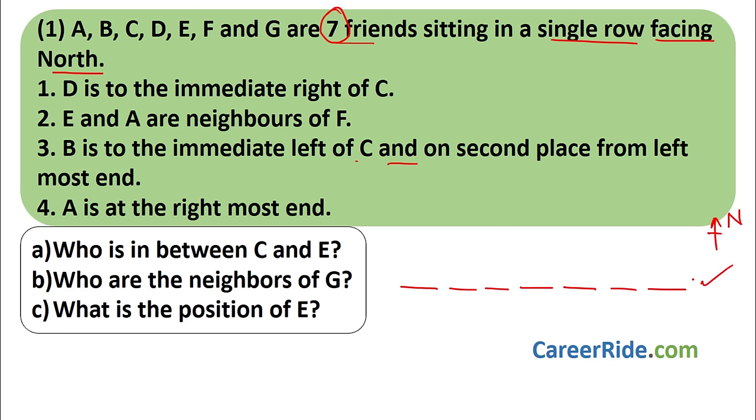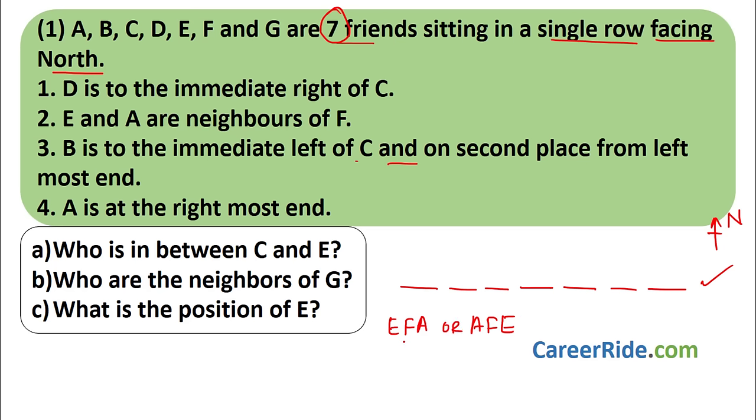Now read sentence by sentence and merge all the sentences. What does that mean? First sentence, D is to the immediate right of C. Now we cannot place D and C anywhere, okay. So let's move to the next sentence. E and A are neighbors of F. So it can be like this, or this is also possible, because here also E and A are neighbors of F, but we cannot decide which one, and again we cannot place it over here, so keep it like that only.